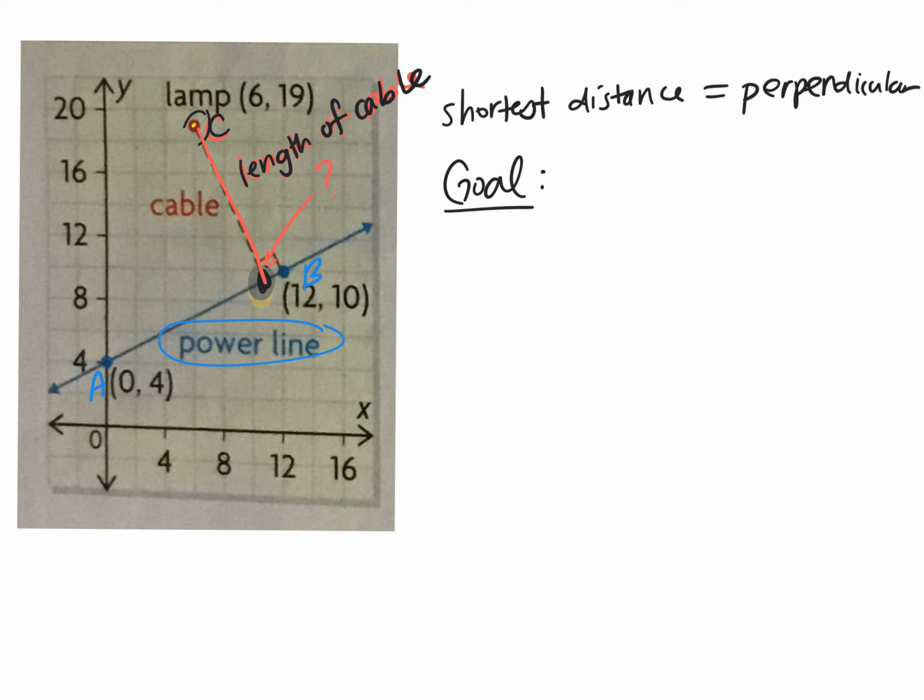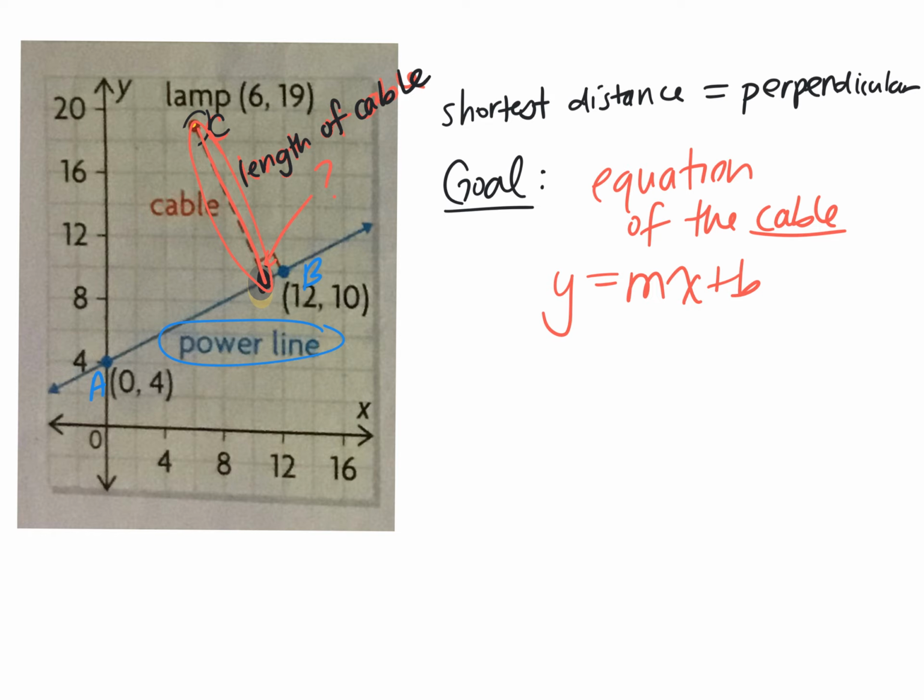Okay. We don't know what the equation of the line where the cable is. We don't know how much cable we need. We don't know where to connect the cable. We have to figure out the equation of the cable. That's our goal. We need an equation of a line for the cable so that we can calculate the distance, and we need to figure out the point of intersection. Where does it touch the power line? Does that make sense?